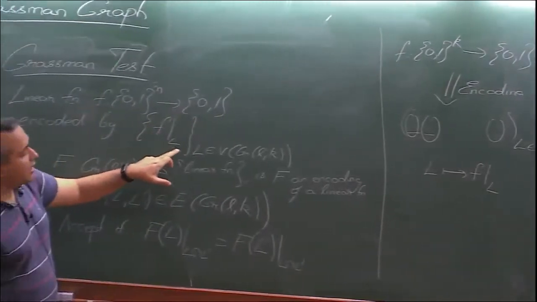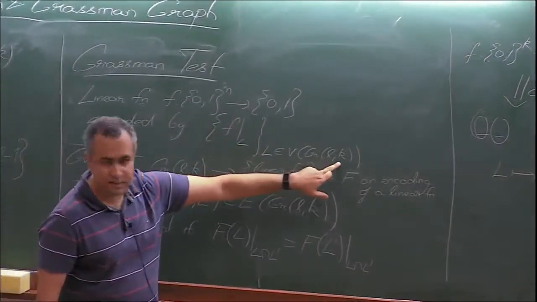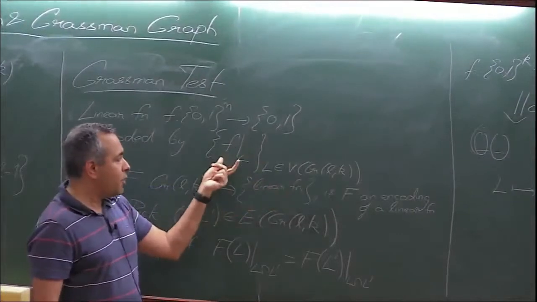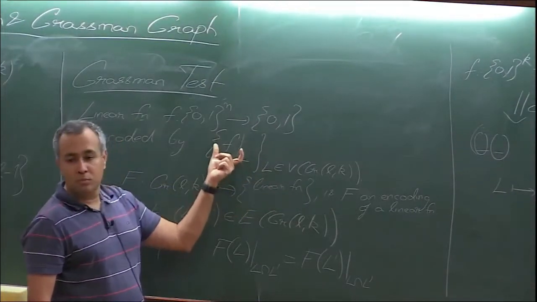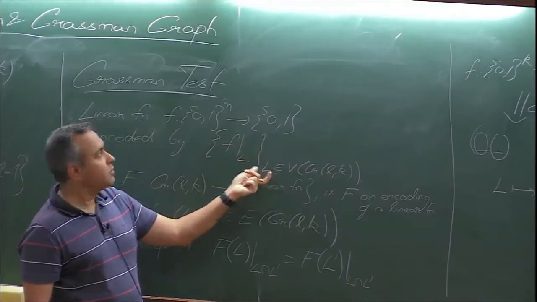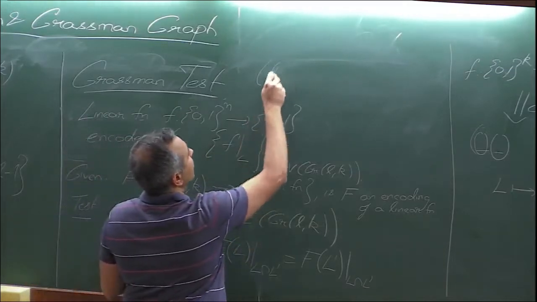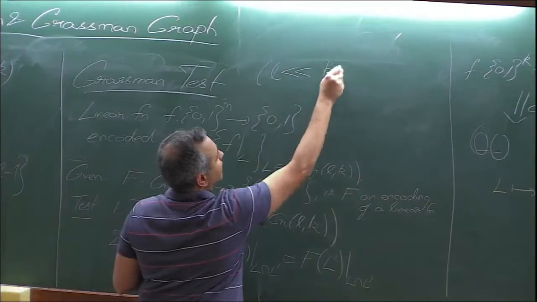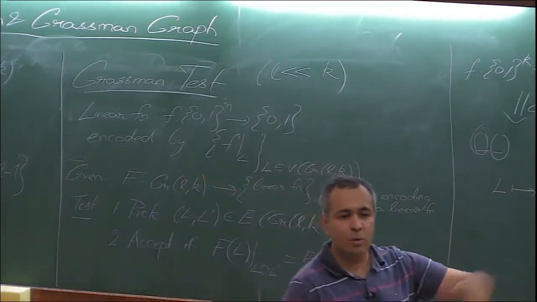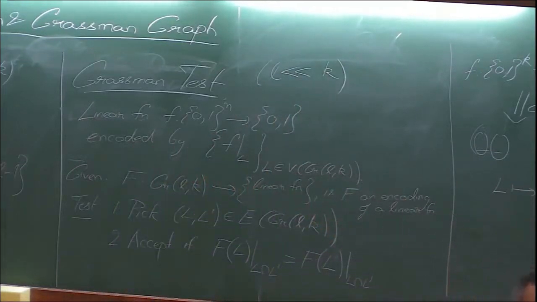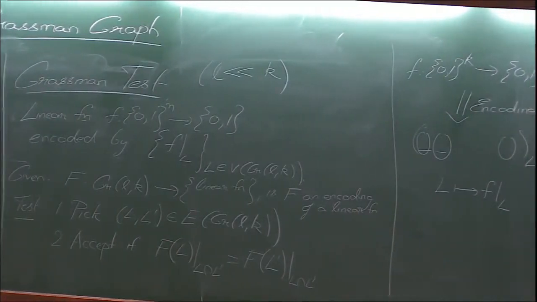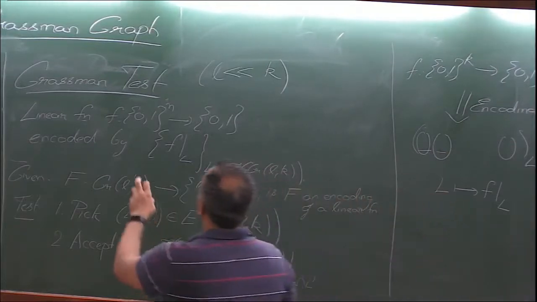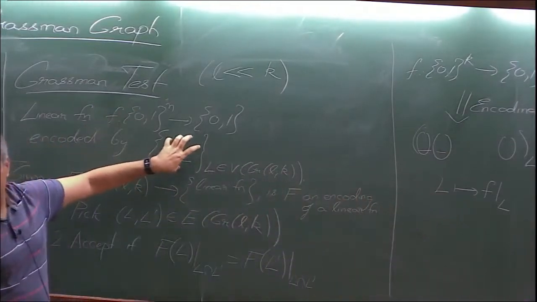The locations in the string are indexed by vertices of the Grassman graph. What am I going to give at each location? I'm going to give the restriction of f to that L-dimensional subspace. Think of L as much, much smaller than k. So k is some number that is growing, and L is a large constant. So I'm specifying a linear function by giving its restriction to all L-dimensional subspaces.